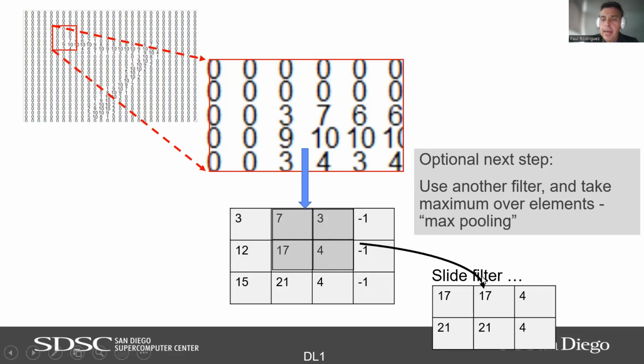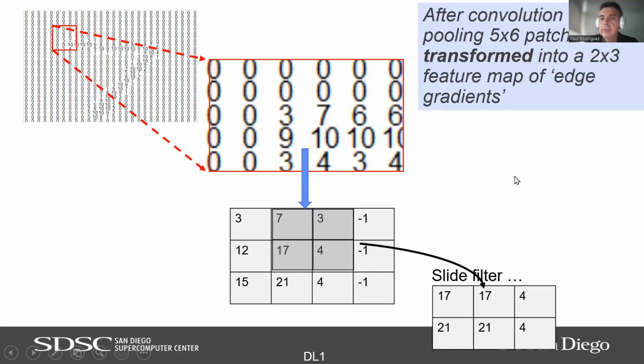So I'm going to slide the max pooling operation and produce this final output map, which is now 2 by 3. Max pooling is a way to summarize your output map and downsize it.